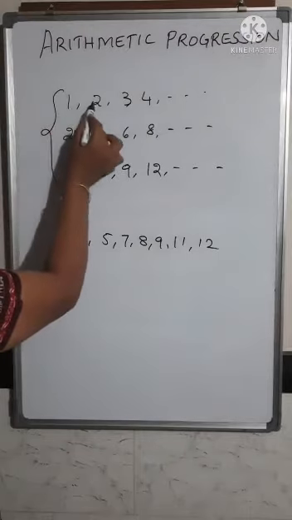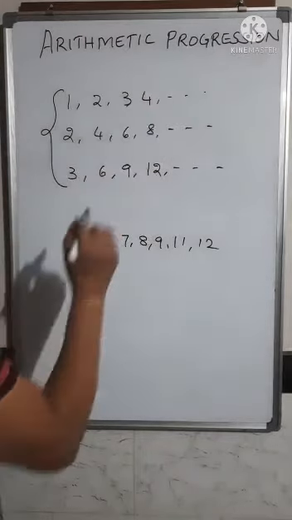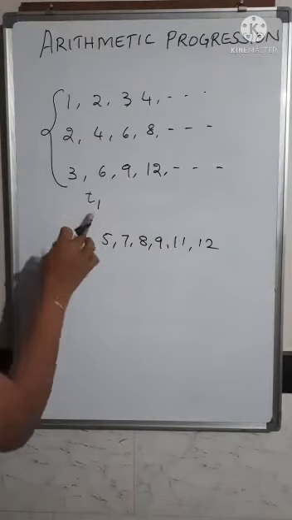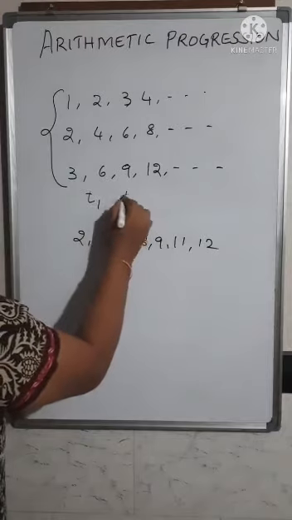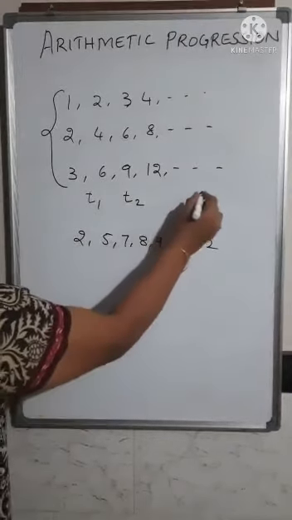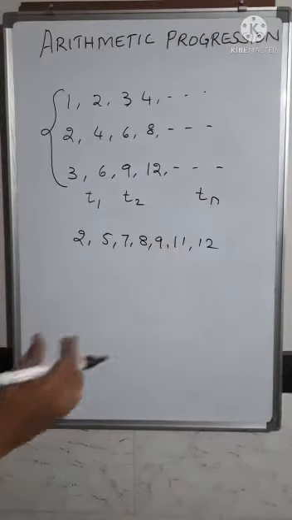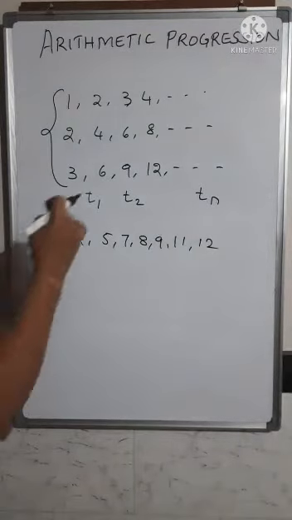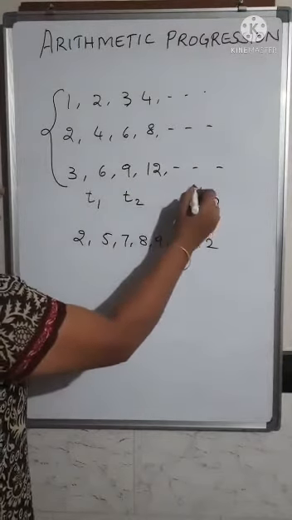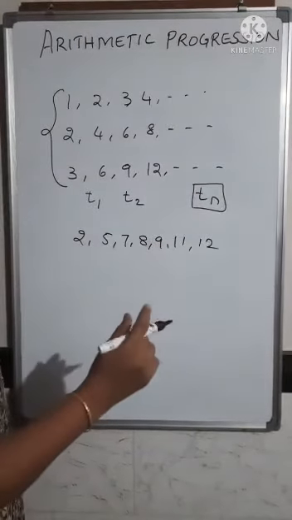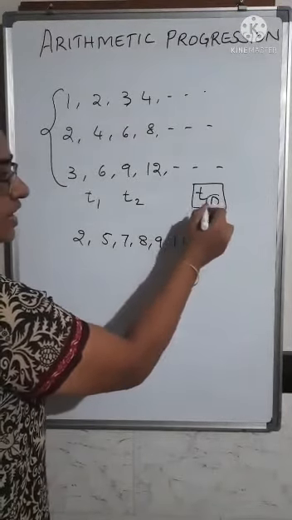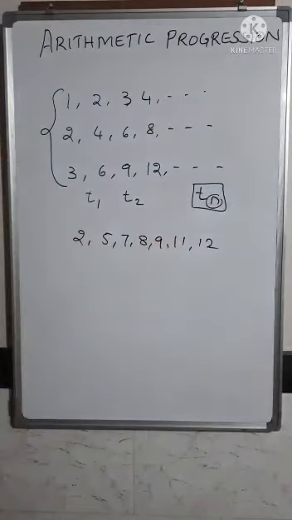This is the first term, second term, third term, and so on. These terms of the sequence are represented by T1, which represents the first term, T2, which represents the second term, and so on. In general, the term can be written as Tn, where Tn represents the nth term of a sequence, where n can take any natural number. So these are called the terms of the sequence.